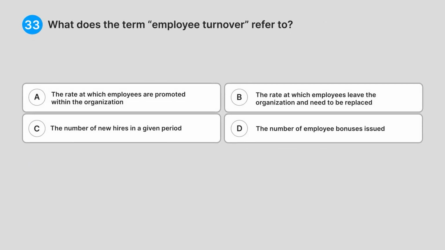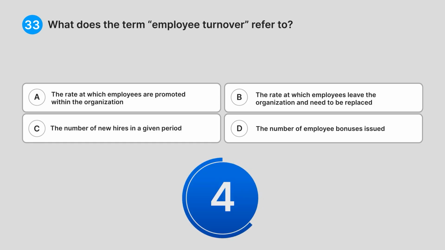33. What does the term employee turnover refer to? A. The rate at which employees are promoted within the organisation. B. The rate at which employees leave the organisation and need to be replaced. C. The number of new hires in a given period. D. The number of employee bonuses issued. What do you think is the answer?